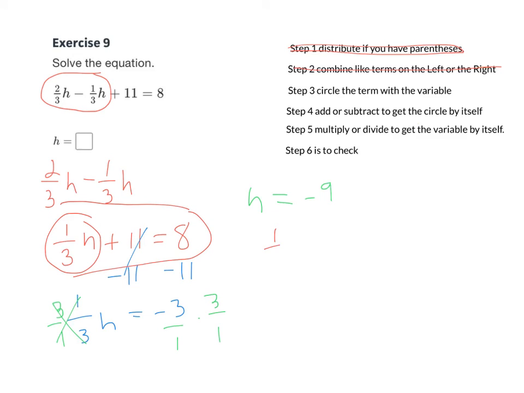So I've got 1/3 times negative 9, and I'm just going to make that a fraction, plus 11 is equal to 8. So I can cross cancel here. 3 goes into 3 once, 3 goes into 9 3 times. 1 times negative 3 is negative 3. And I get negative 3 over 1, or negative 3 plus 11. And negative 3 plus 11 is 8. I get 8 is equal to 8.